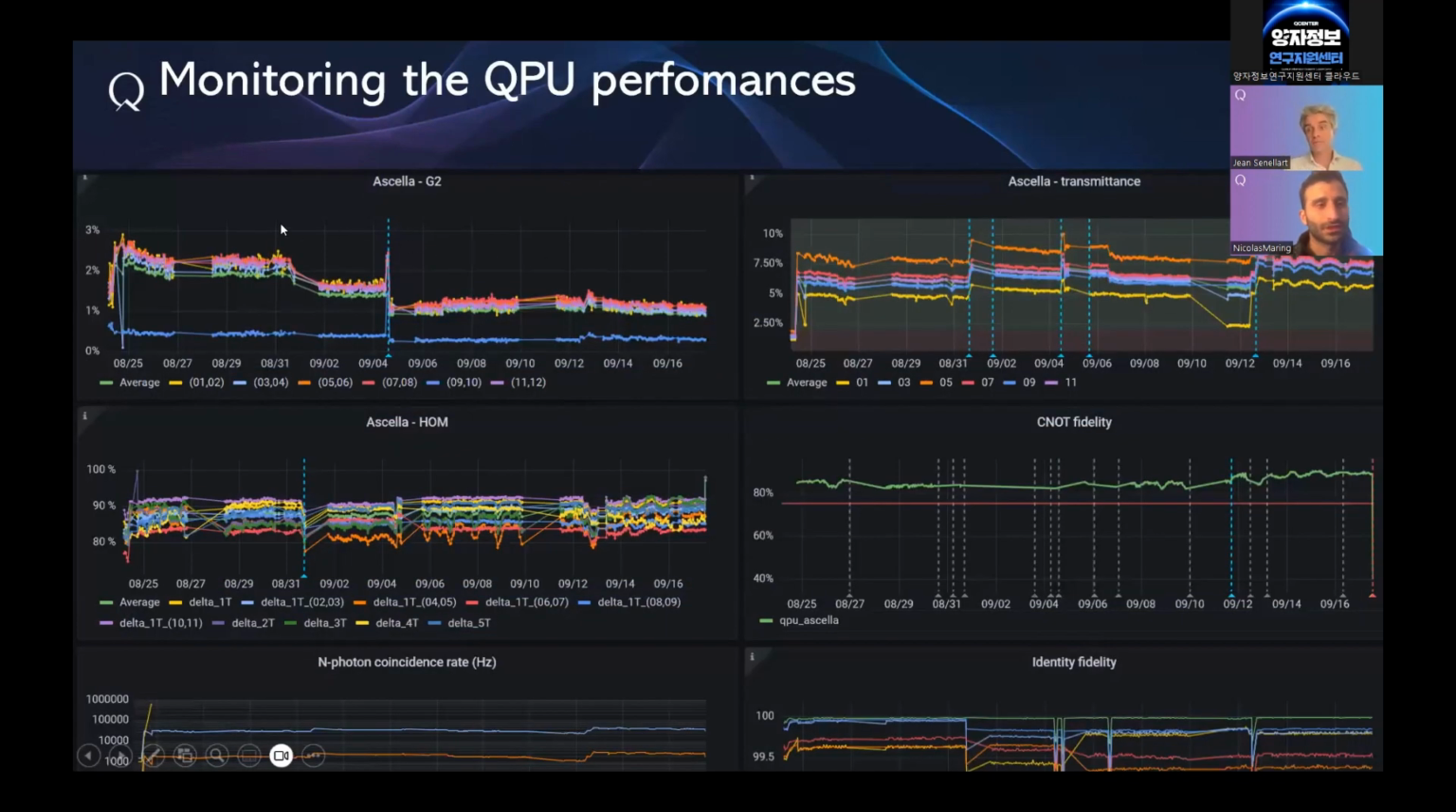And so it's been exactly a year that the system is running. So we keep monitoring the system. Actually, every hour we go and recharacterize the system. These are measurements that you recognize: the G2, HOM, the CNOT fidelity, and the efficiency, or what we call transmittance of the system. And so every hour we do a characterization, we check that the system is doing fine.